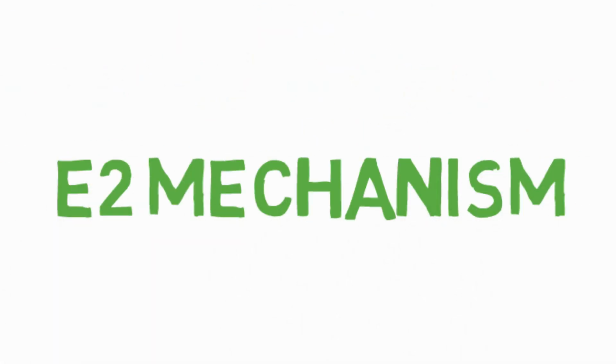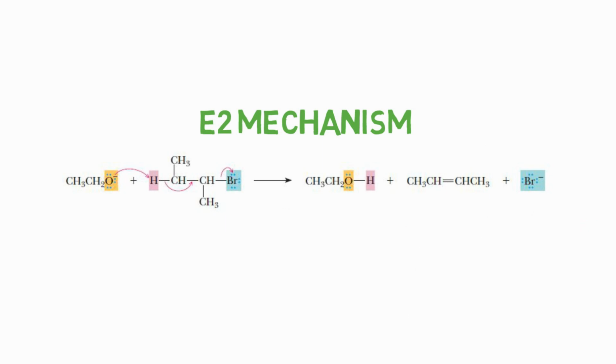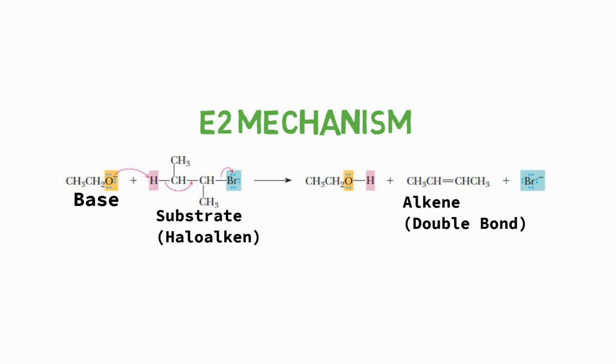Let's talk about the E2 mechanism now. Here we need a strong base, say ethoxide ion in this case, which takes a proton off of the beta carbon of the haloalkane, our substrate, and the leaving group bromine leaves at the same time. In consequence, a double bond is formed, and the bromide ion will be floating somewhere in the space.